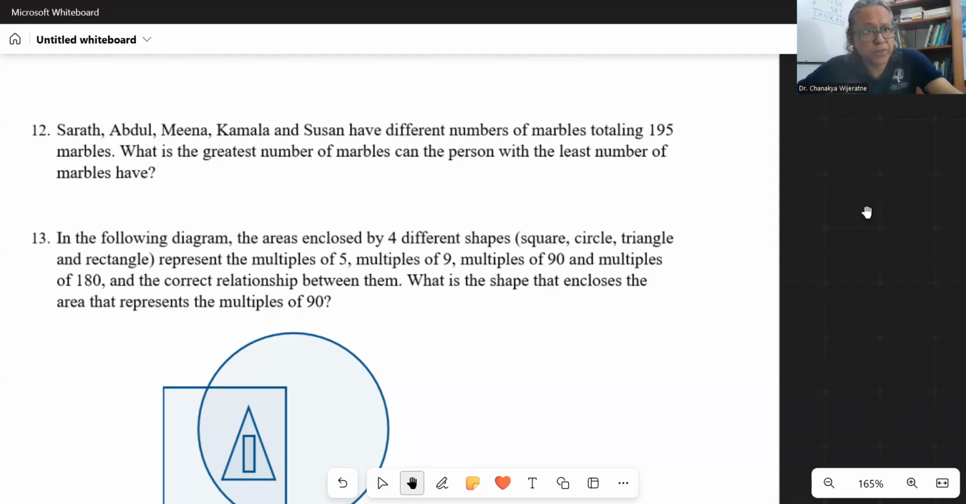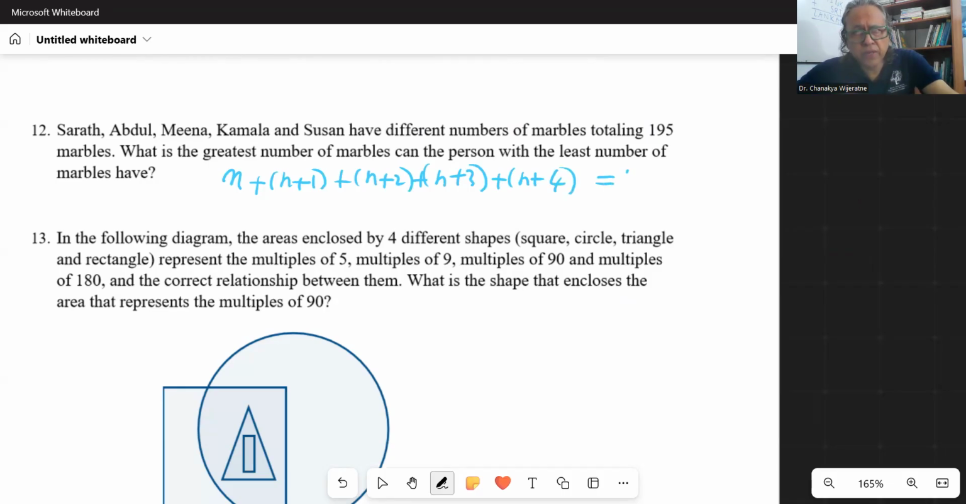The number of marbles. So then the smallest one, let's say, has n marbles. Then the next one should have n plus 1, the next one n plus 2, the next one n plus 3, and the next one n plus 4. And then the total is 195.